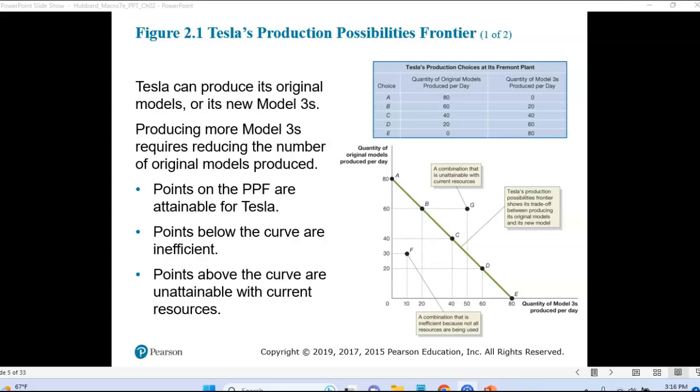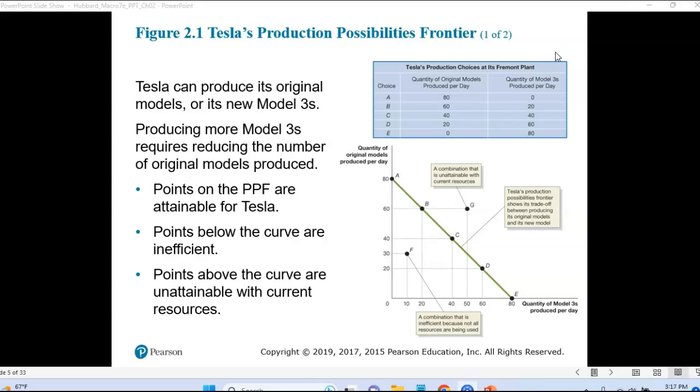And what we're going to look at in this example is Tesla, either its original model or its new model. Okay? If you look at this curve right here, this curve will be given by this table. So the table presents us what we're looking at.